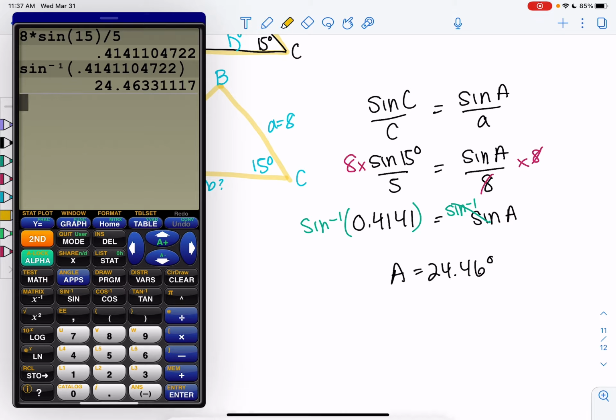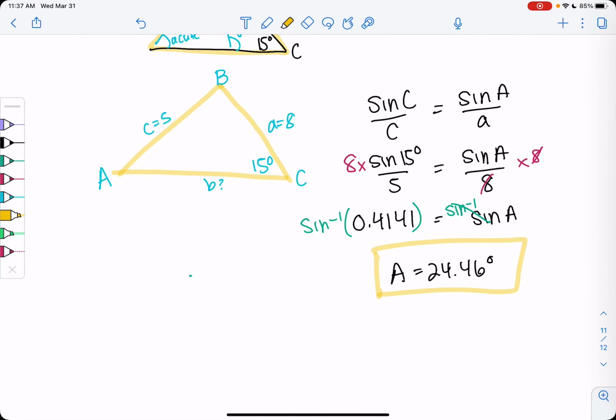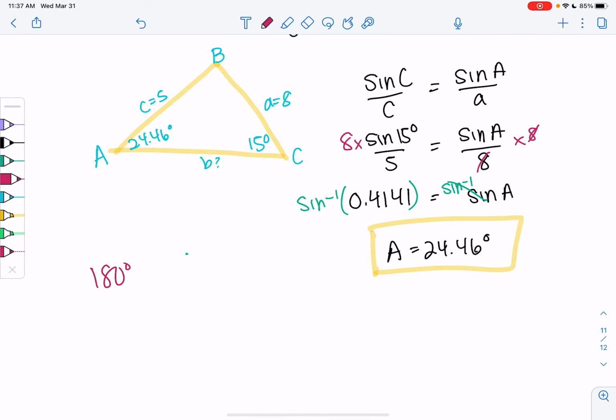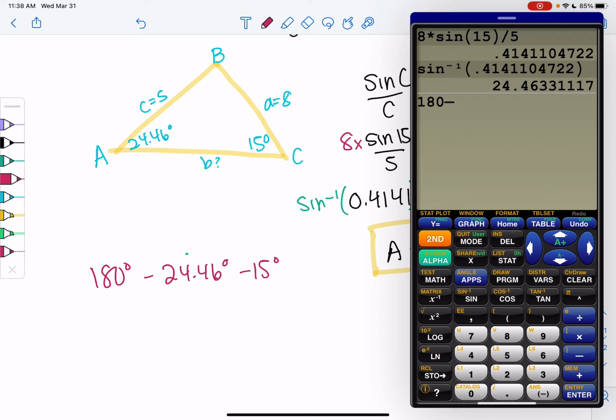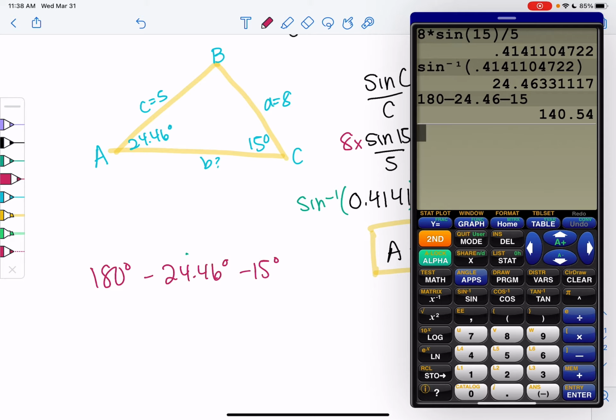All right, so we know there is at least one triangle. So should we solve this one and then check? Yeah, let's solve this one and then check for a second one just to go a little smoother. So this will be 24.46 degrees. And then if we want to find angle B, we can just do 180 minus both angles, 24.46 minus 15. And then we'll check for the second triangle in a second. You can do it in either order. But angle B will be 140.54 degrees.